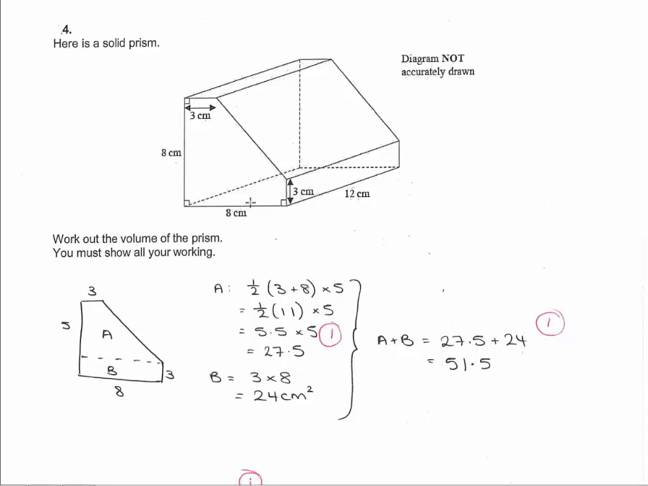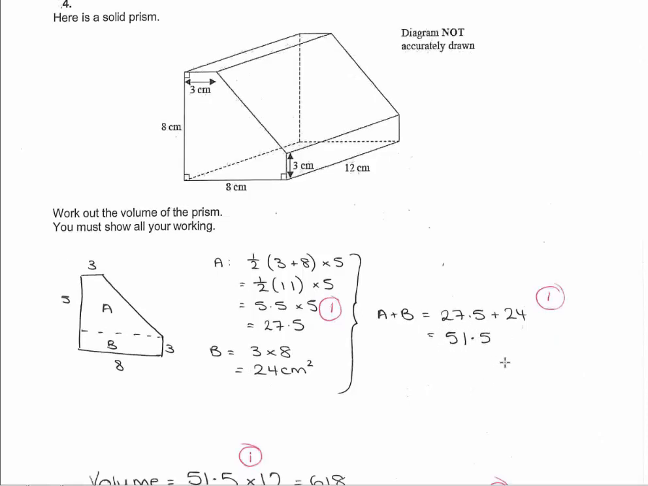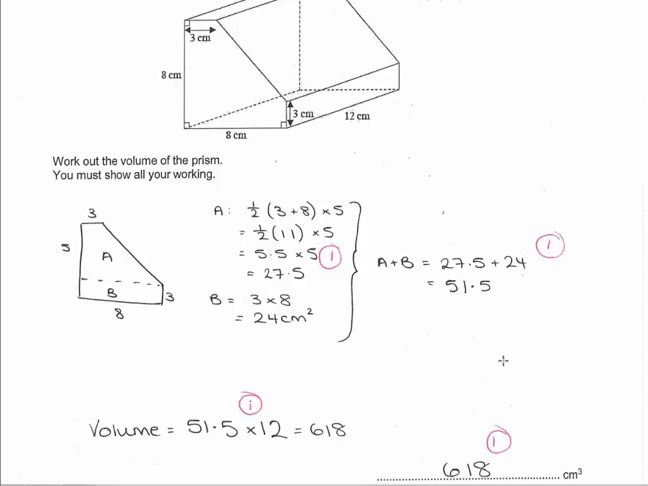There's a rectangle underneath, that is 3 and that is 8, and so 3 times 8 is 24. So the area of the rectangle is 24, and so the total area is your trapezium plus your rectangle, which is 51.5. That's the area of the face. And the volume of the prism is the area of the face multiplied by its length. So it's 51.5 times 12, which is 618.